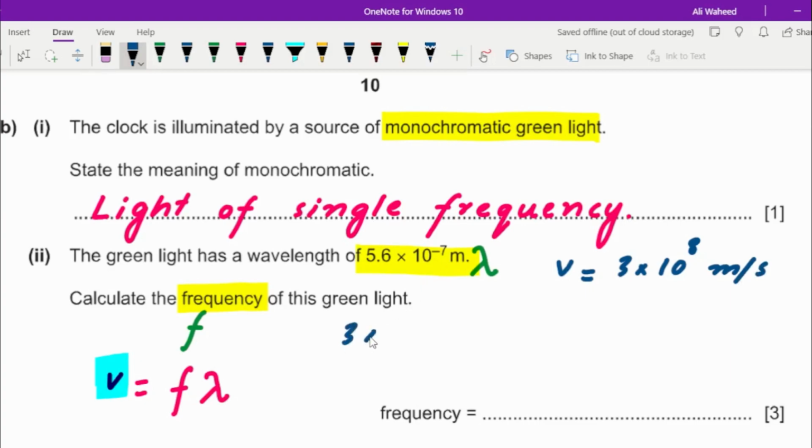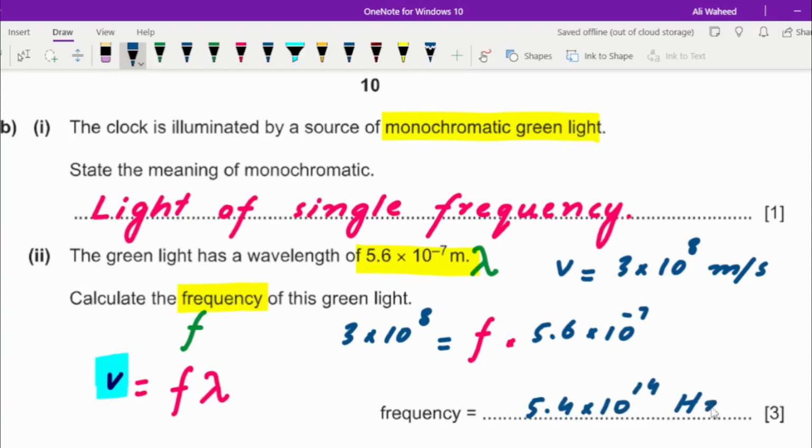So instead of v, I'm going to write 3 × 10^8. Then instead of frequency, you can write f as it is, because this needs to be calculated. And then you can write the wavelength, which is 5.6 × 10^-7. From there you can find the value of f. Somebody hit it on the calculator and let me know the answer. × 10^14, with the unit of hertz.